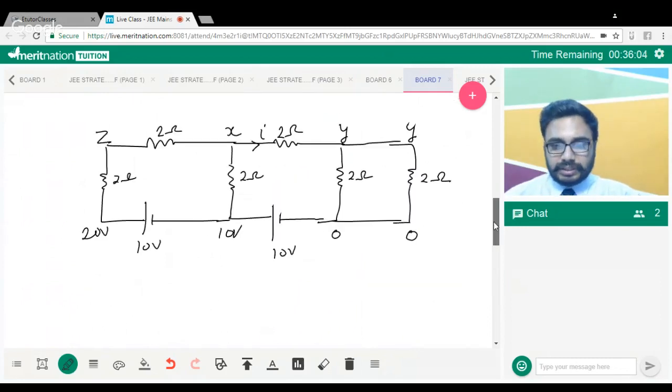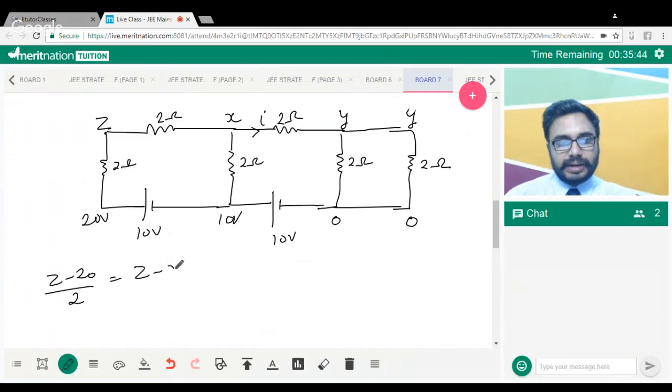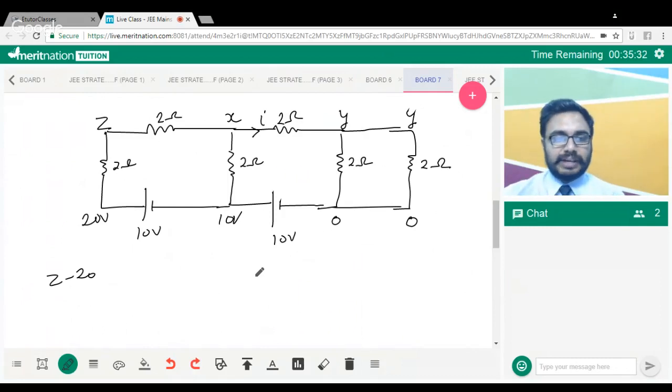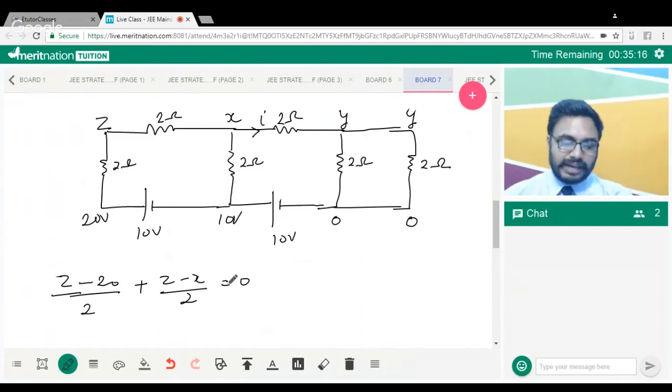Then we have to apply the junction law: total current coming in will be equal to total current moving out. If we apply the junction law here, then total current is Z minus 20 by 2 plus Z minus X by 2, and that will be equal to 0. Accordingly we can find out the value of Z and how it is related to X. Net current at a junction is equal to 0. Whatever is coming in is the same that is moving out. So put that equal to 0, you will get relations.